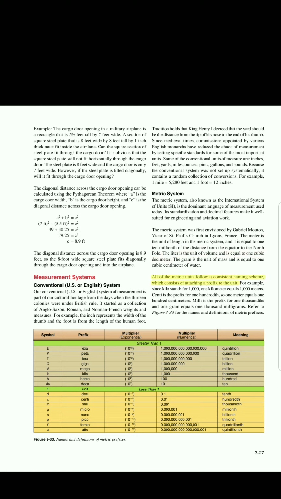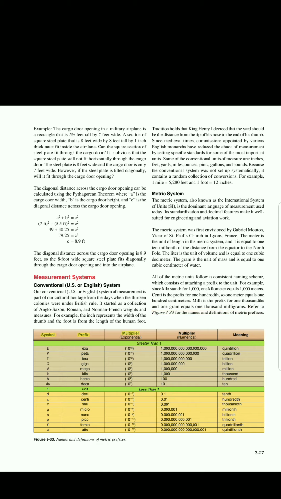All of the metric units follow a consistent naming scheme, which consists of attaching a prefix to the unit. For example, since kilo stands for 1,000, 1 kilometer equals 1,000 meters. Centi is the prefix for 100th, so 1 meter equals 100 centimeters. Milli is the prefix for 1,000ths and 1 gram equals 1,000 milligrams. Refer to figure 3-33 for the names and definitions of metric prefixes.